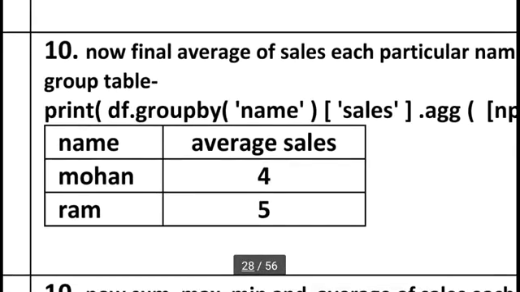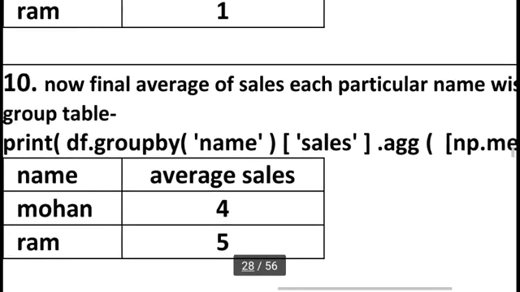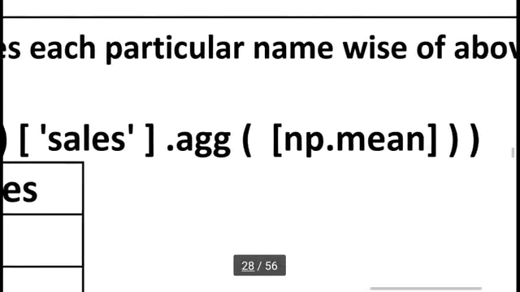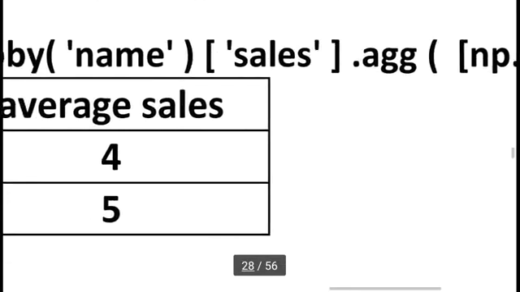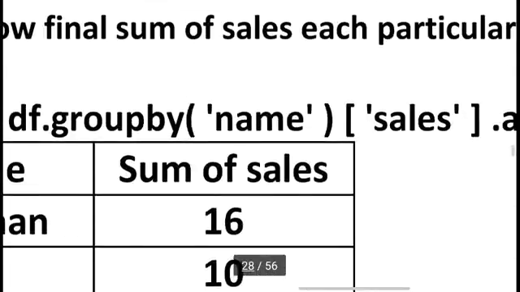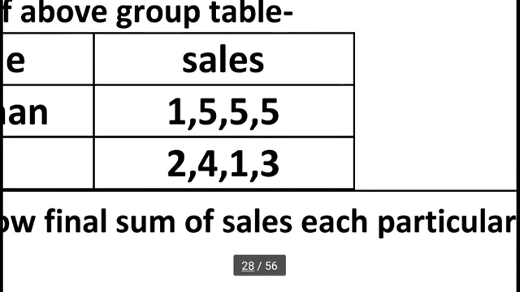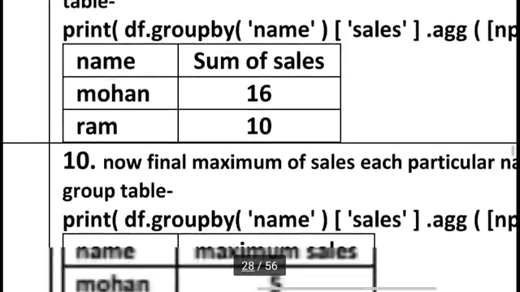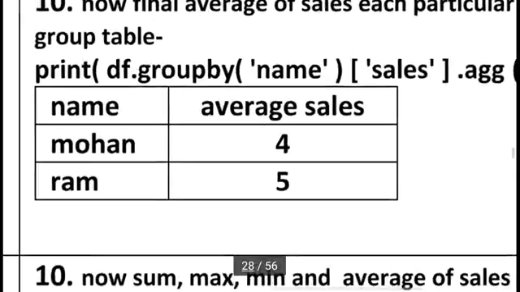But I want to see the average sales. So copy and paste this command. Only one thing you change, np.mean. So this is the average. Average means total of values, 1 plus 5 plus 5 plus 5 upon 4, and 2 plus 4 plus 1 plus 3 upon 4, because the average formula is total of values upon the number of terms. So you can see the average sales.